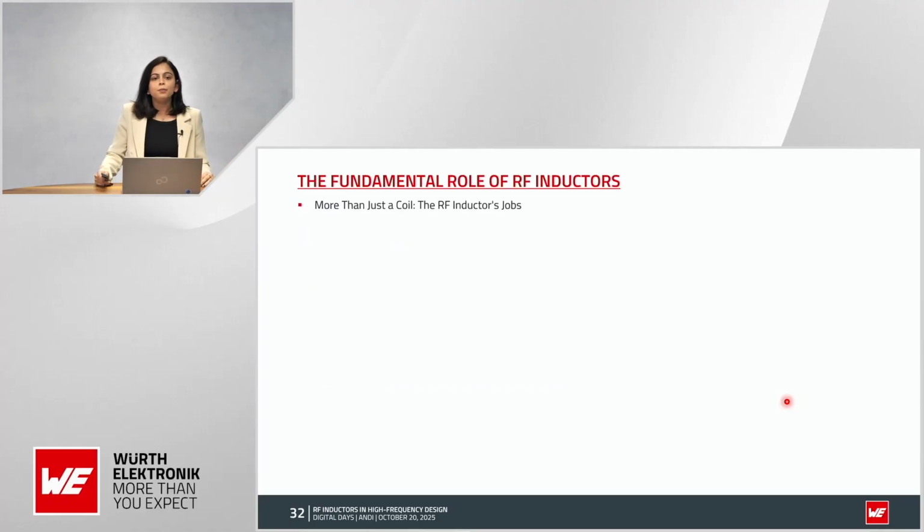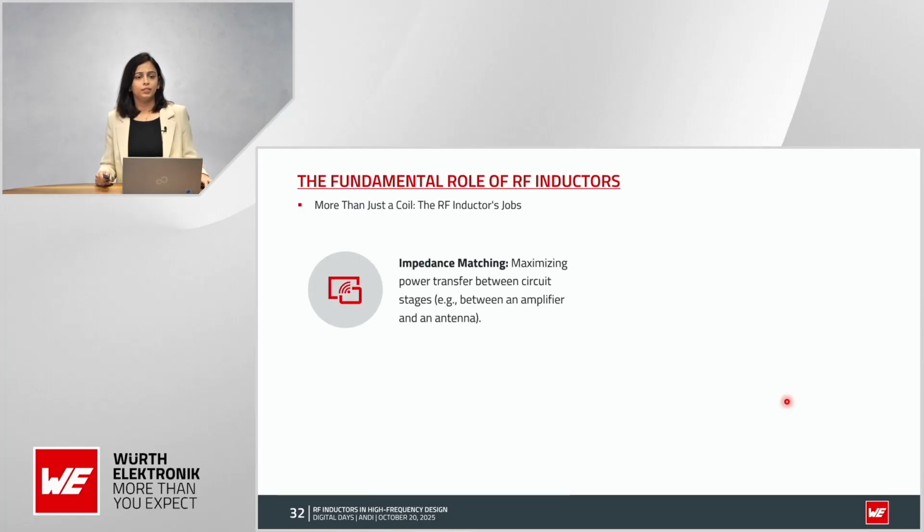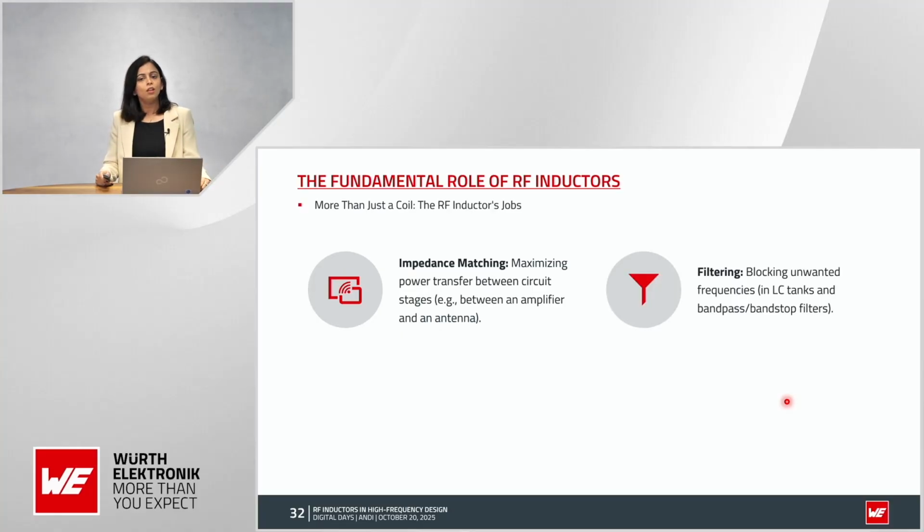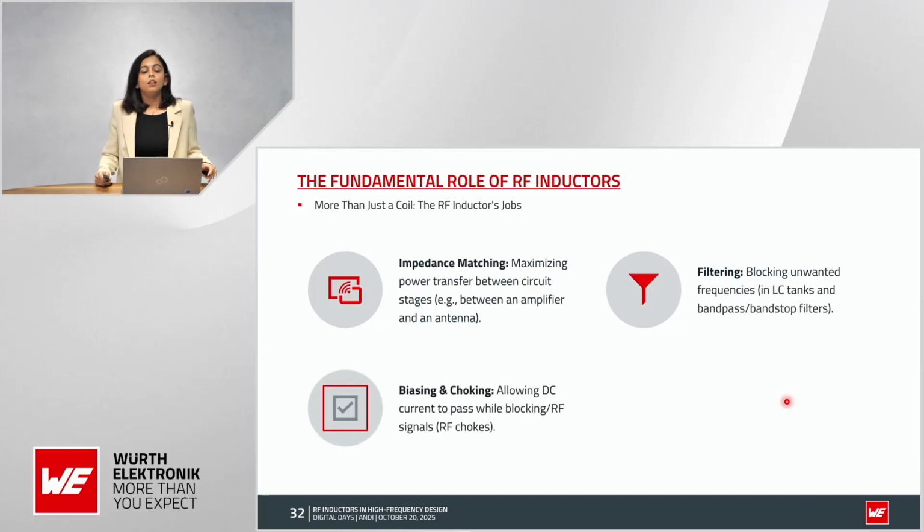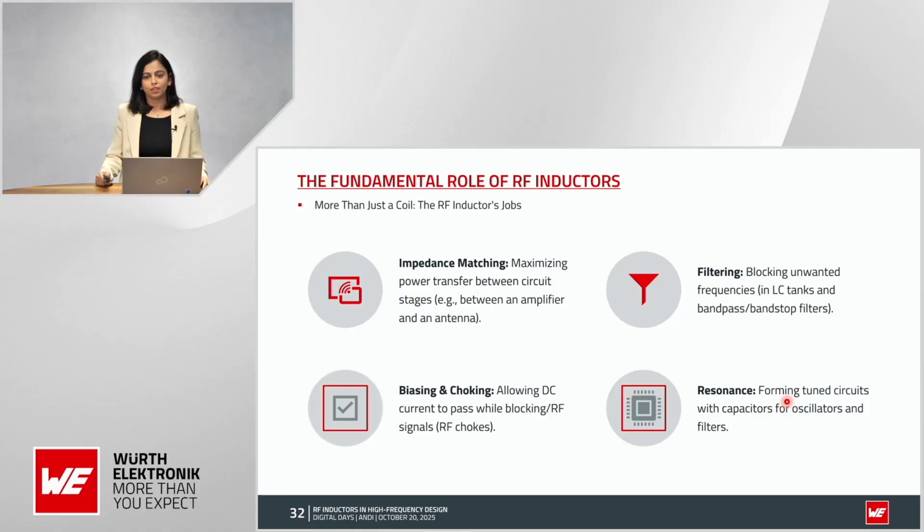Now, what are the fundamental roles of an RF inductor? It is more than just a coil. The inductors are used in impedance matching for maximizing the power transfer between the circuit stages, say between an amplifier and an antenna. It is used in filtering, blocking the unwanted frequencies in LC tanks, band pass or band stop filters. Then another application is biasing and choking, allowing DC current to pass while blocking RF signals. Then comes resonance, forming tuned circuits with capacitors for oscillators and filters.